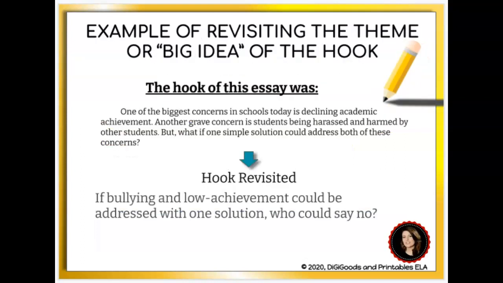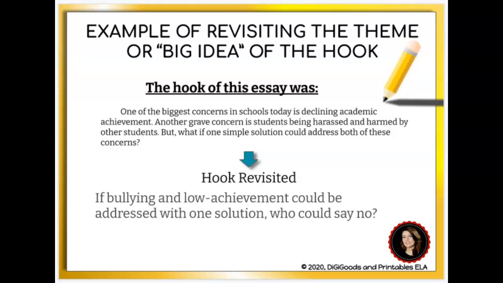And last but not least, revisiting the theme of the big idea rounds out your essay. It brings back that hook, that great hook that you created that sounds so amazing and makes your reader want to read more. Revisiting that hook ties it all together. So it's like, imagine one big circle that finishes out full circle.